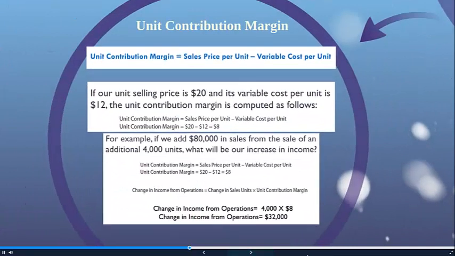Now, we did talk about our unit contribution margin, but let's take a closer look at it. Again, our unit contribution margin is our sales per unit minus our variable cost per unit. So in this case, our selling price was $20, our variable cost was $12, and therefore our contribution margin per unit is $8. If we know how many additional units we're going to sell, we can use that contribution margin per unit to see what our change in income is going to be. When we look at our break-even analysis, we would use our contribution margin per unit to determine how many units we would need to break even.